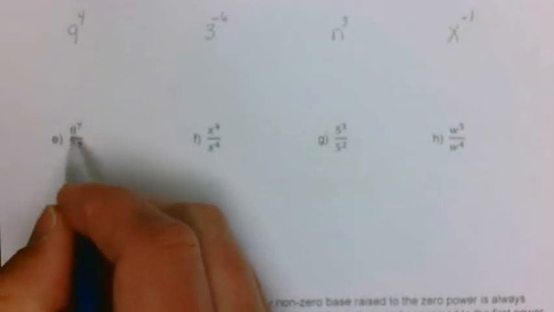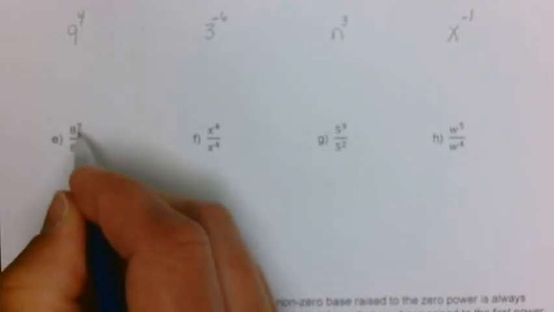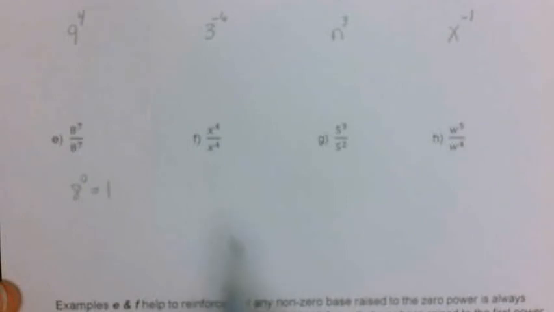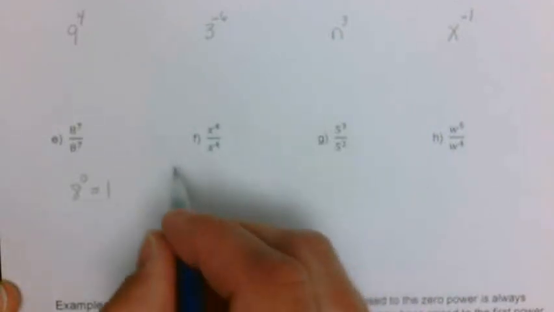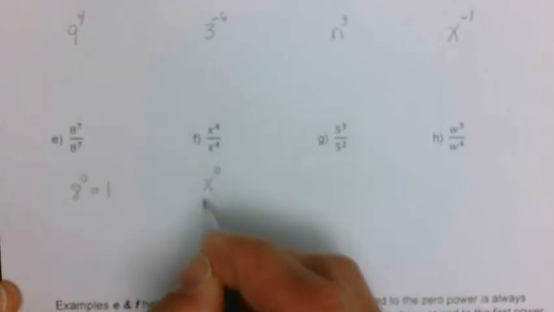Letter E, 8 to the 7th divided by 8 to the 7th. Well, the base is the same, so we'll keep it. 7 minus 7 is 0, so we get 8 to the 0, and we know that that equals 1. And that makes sense because anything divided by itself is equal to 1. X to the 4th divided by x to the 4th. Again, keep the base of x. 4 minus 4 is 0. X to the 0, again, is going to be equal to 1.